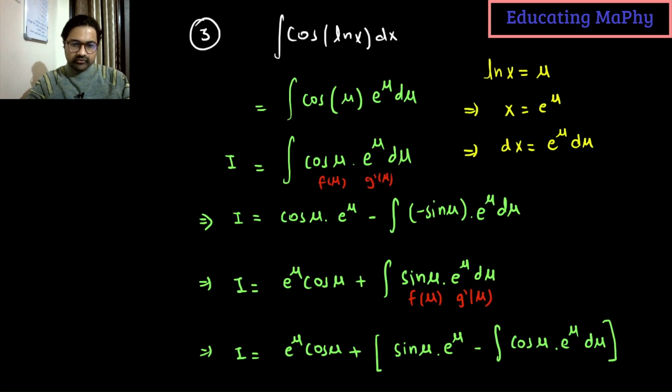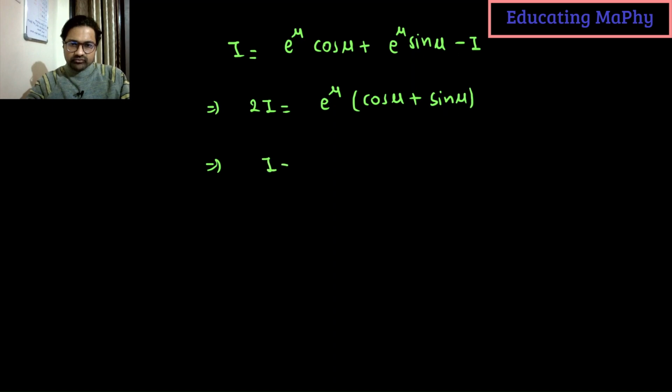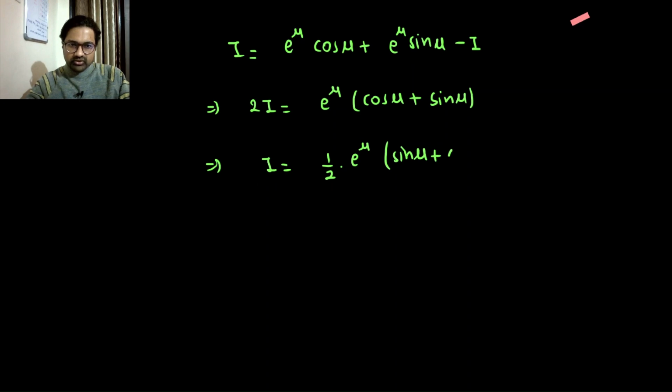So it will look like I is equal to e raised to u cos u plus e raised to u sine u minus I. All we have to do is add I to both sides and take e raised to u as a common factor. So e raised to u times cos u plus sine u, and dividing both sides by 2 we get I as half of e raised to u times sine u plus cos u, and obviously plus the constant of integration c.